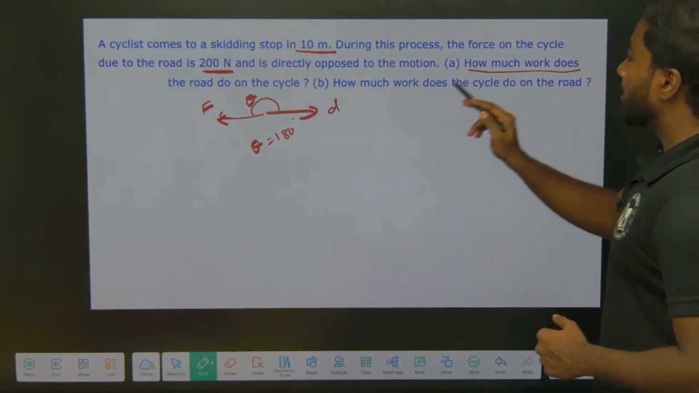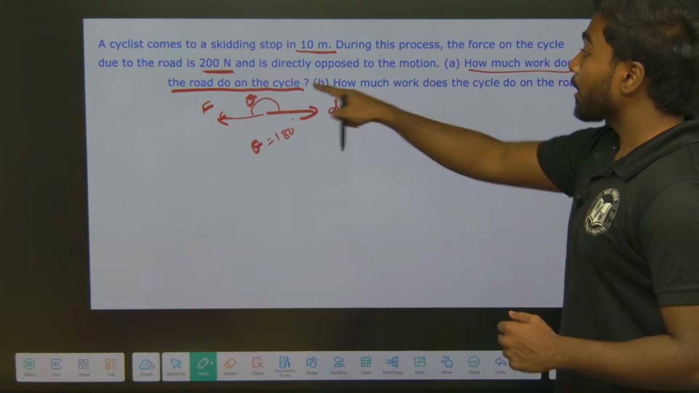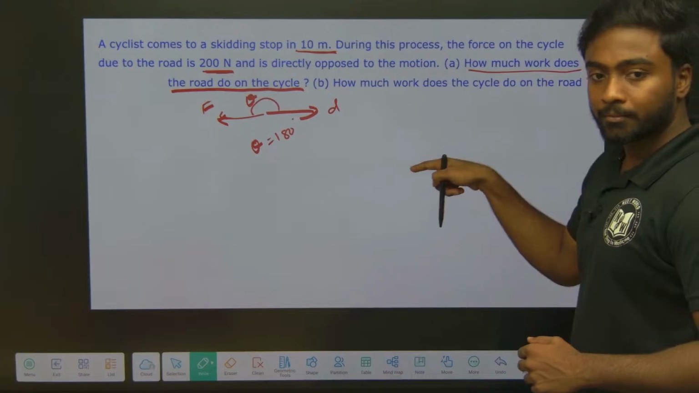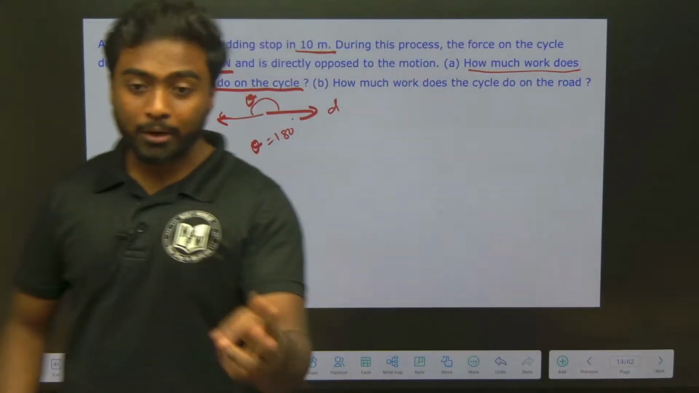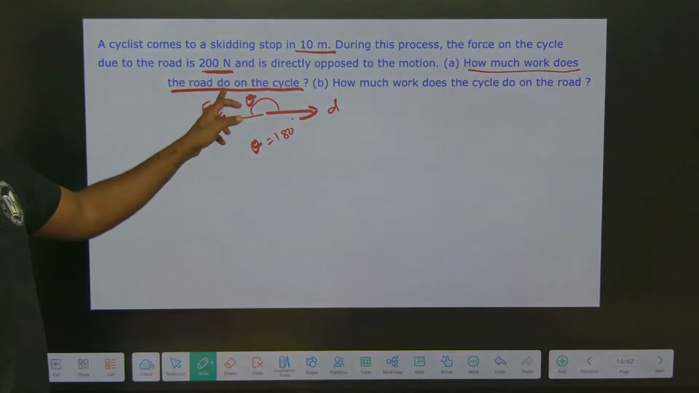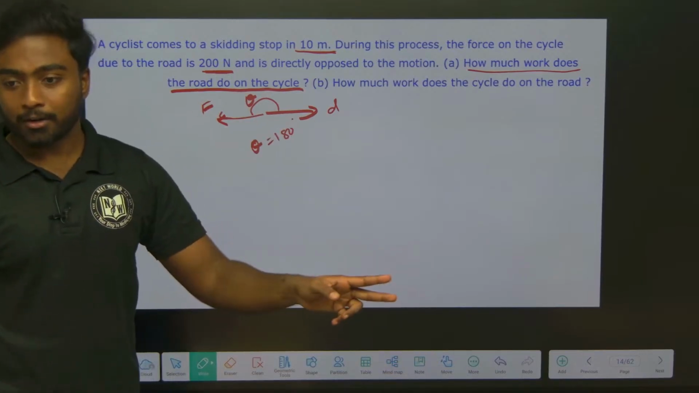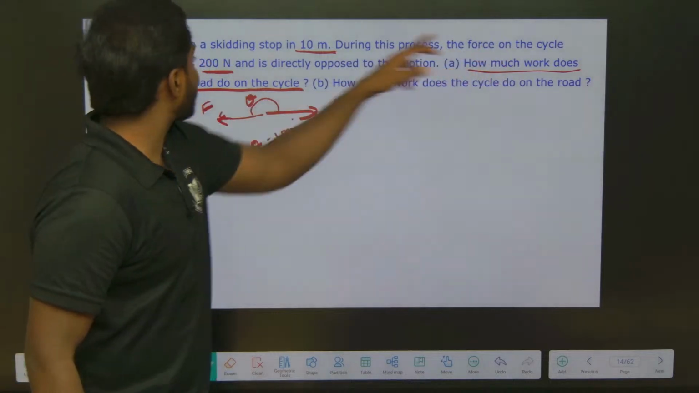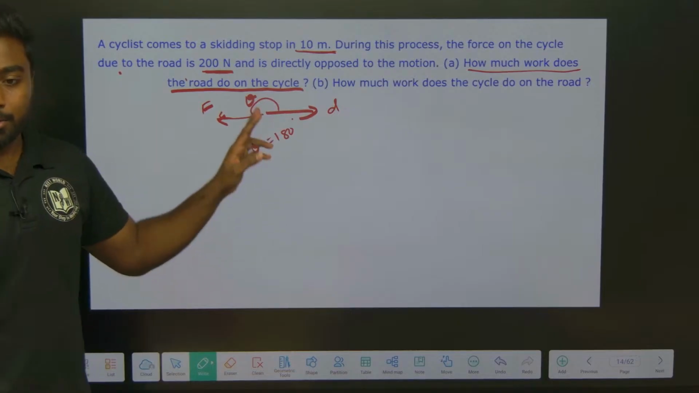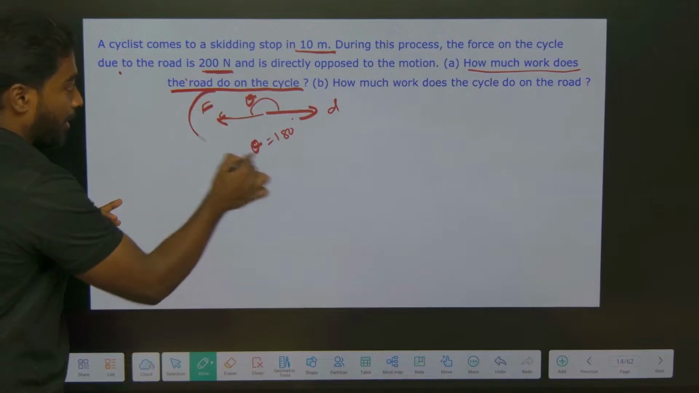How much work does the road do on the cycle? Second part is, how much work does the cycle do on the road? Okay, two cases, two different types. One is how much work the road does on the cycle, and the other, the cycle on the road. Both are different because they have told us the force on the cycle due to the road is 200. Okay, so for the first one we can use the same thing.